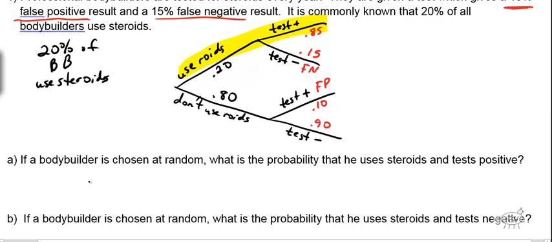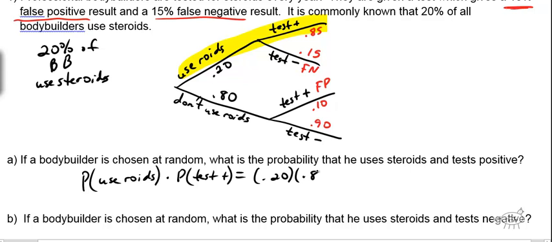So I can write this out here. Probability of use roids and test positive. That's why it's multiplication. Okay, so it's basically 0.20 times 0.85, which gives me 0.17. So think about that probability. It's actually pretty low, isn't it?